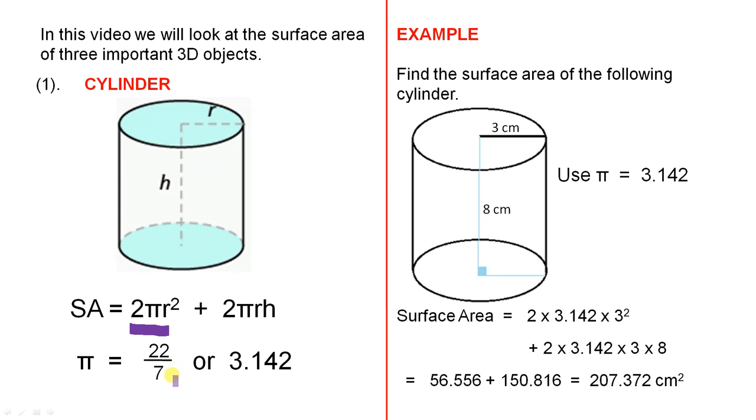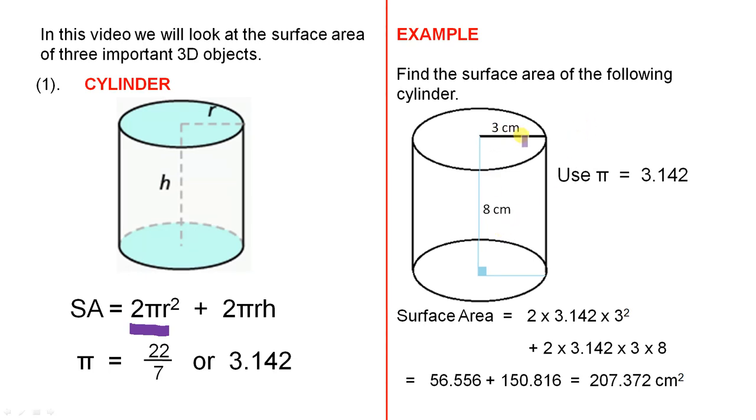We will be asked to use pi as either 22/7 or 3.142. These are good approximations for pi that will enable you to do the calculations. Let's do this first example. Find the surface area of the following cylinder.